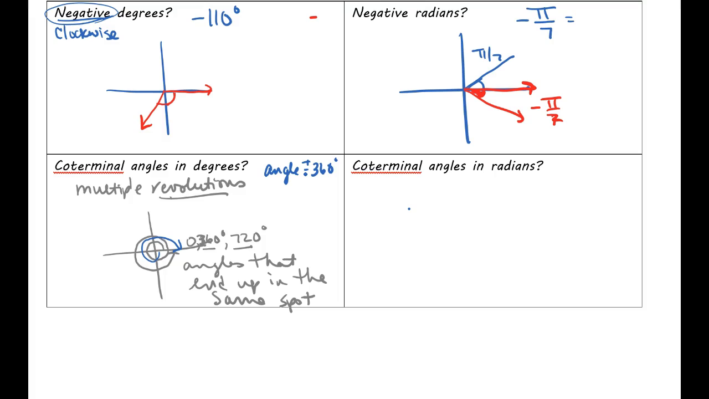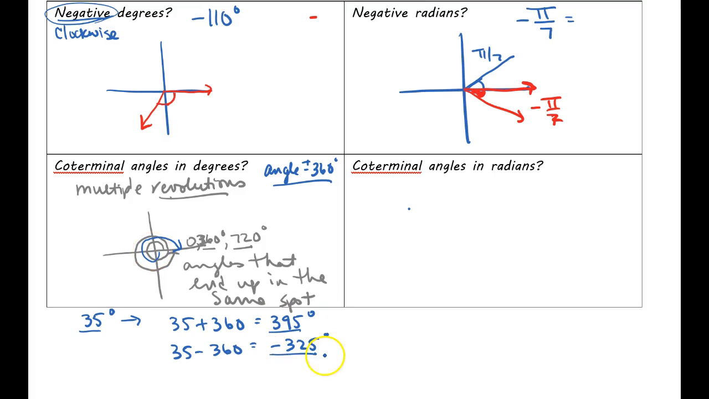So as one more example, if somebody said, okay, give me a coterminal angle with 35 degrees, then I would just take 35 degrees and do this to it: 35 plus 360 and get an answer, 35 minus 360 and I'd get a different answer. So it would either be 395 or it would be negative 325. These two angles and this one are all in the same spot on the circle.